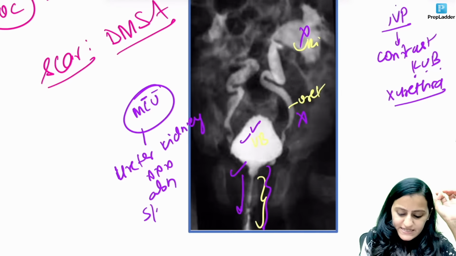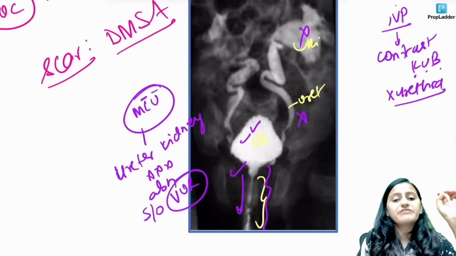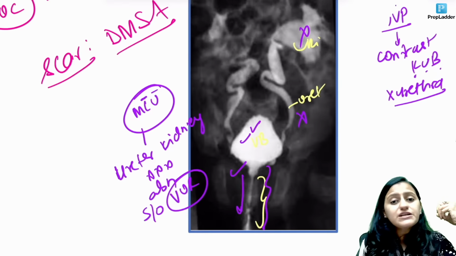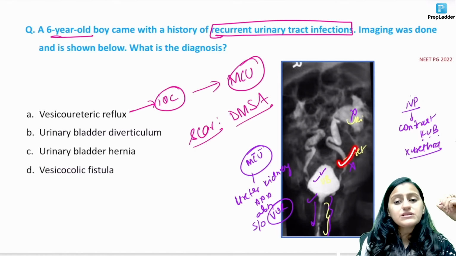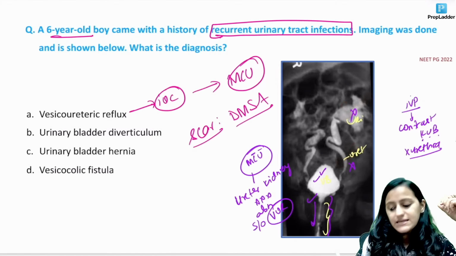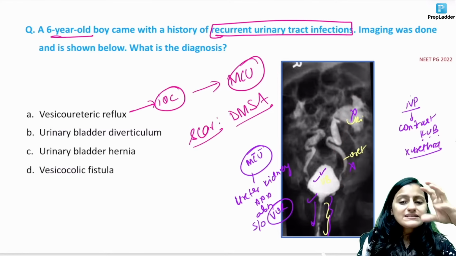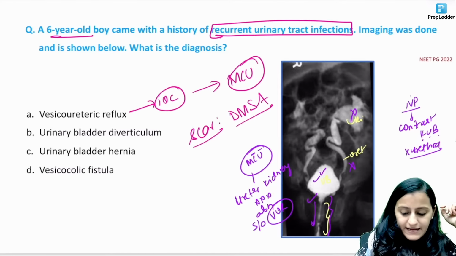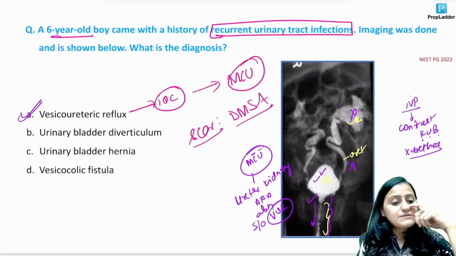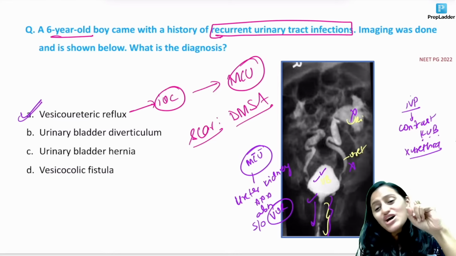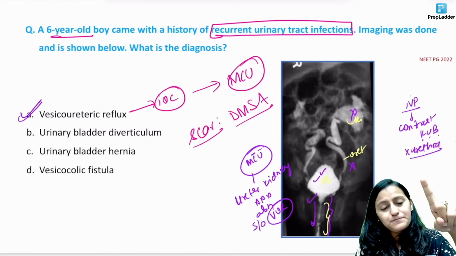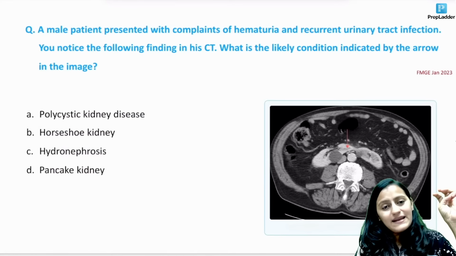And what is it suggestive of? It is suggestive of reflux. So that is how MCU helps you to diagnose reflux. If you are seeing the contrast in the ureter, then you are seeing the contrast in the kidney. It is a VUR. That is why the contrast has come there, right? So please try to understand this concept. This is VUR. Is this clear with everyone? Yes? Absolutely right. You should not see the ureter and kidney in MCU. Okay? Next one. Easy one.